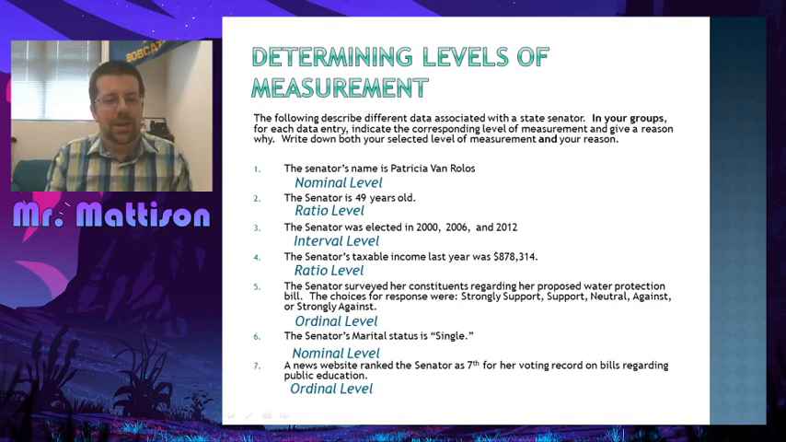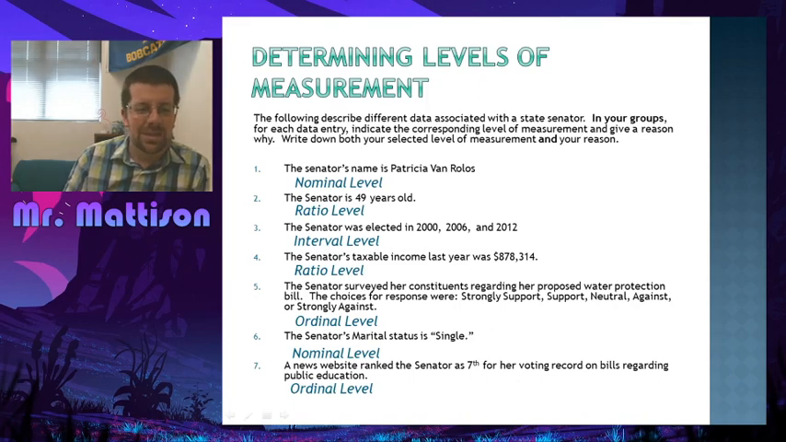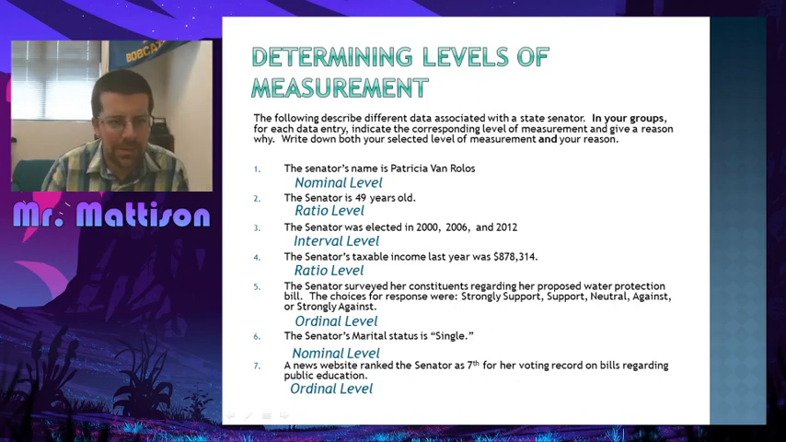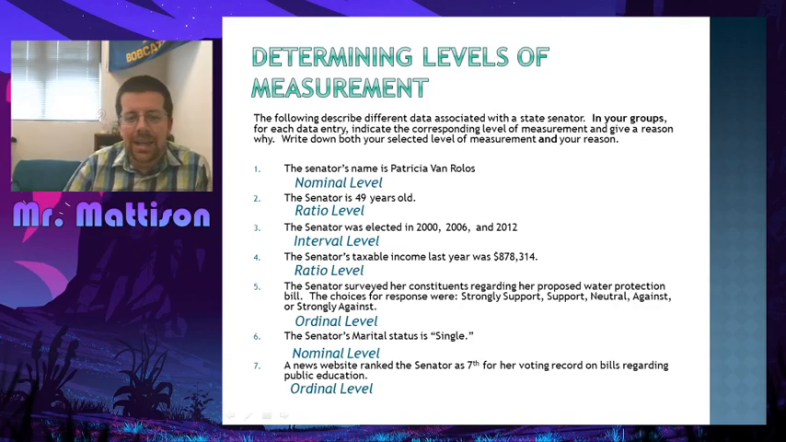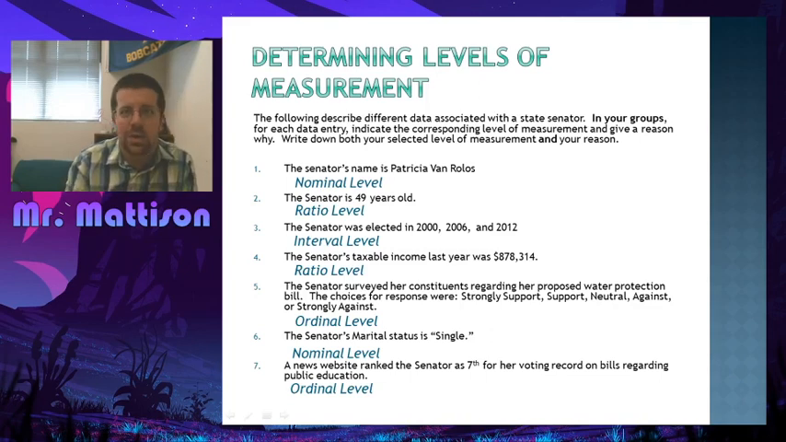Then we have, they were asked to choose strongly support, neutral, against, or strongly against. So this is going to be an ordinal level, right? Because we can order those. I can say strongly support is above support, which is above neutral, which is above against, which is above strongly against. I can order those.